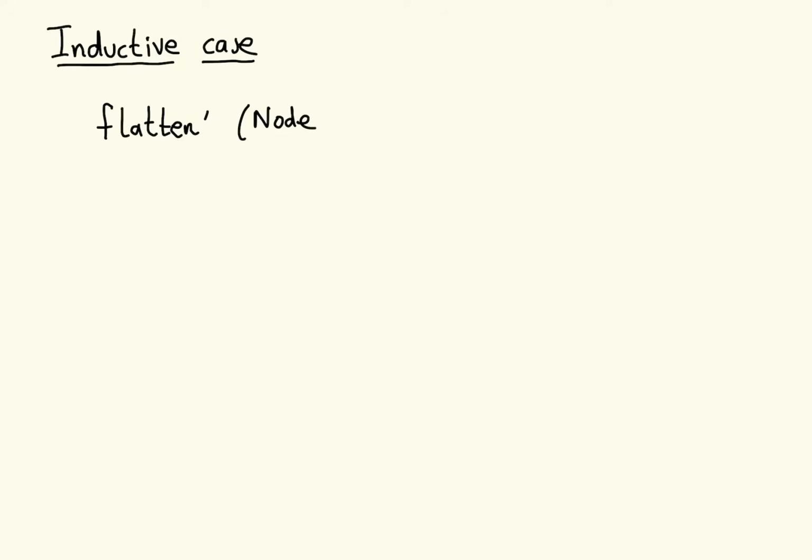So we can move on to the inductive case now, and it proceeds in precisely the same manner. So we're doing the inductive case. And again, we just start with the left-hand side of the equational property. This time around, we have flatten prime, and we have a node with a left subtree L and a right subtree R, and we have a list of numbers ns.